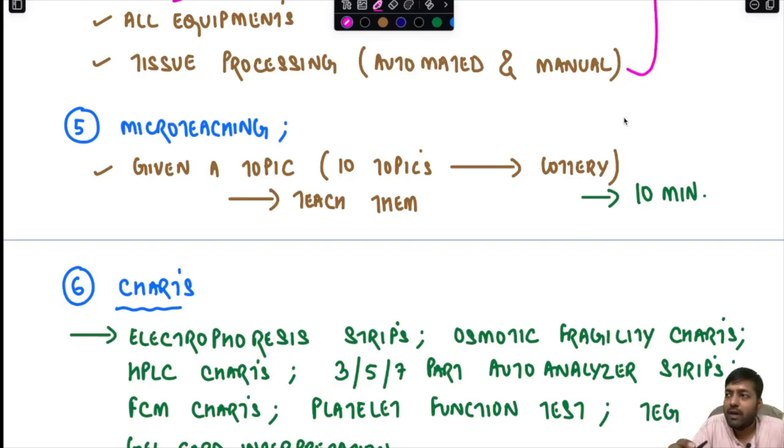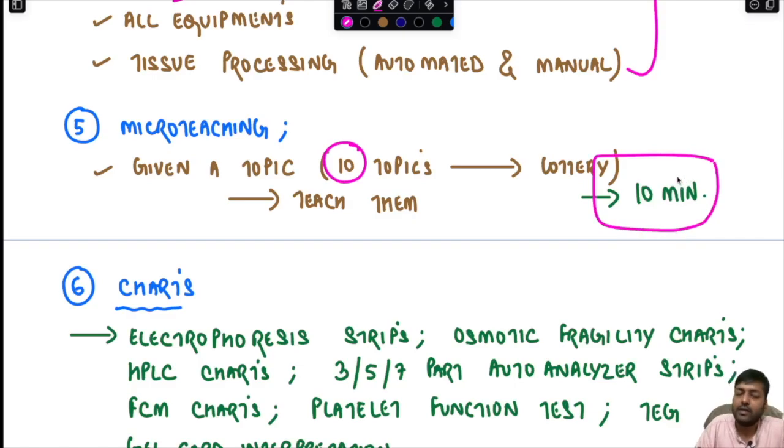Usually for the topics for micro teaching, what they did with us, they told us one day before or 2 days before the exam 10 topics. You will have to read all 10 topics. On the day of your micro teaching, they will ask you to take a chit. There will be a lottery. Whatever chit you get, that is your topic, and you are given 10 minutes to speak on that topic in front of your examiners.